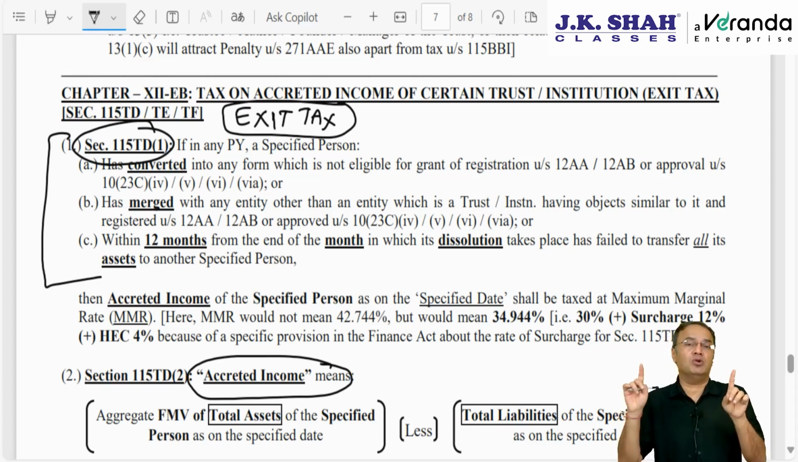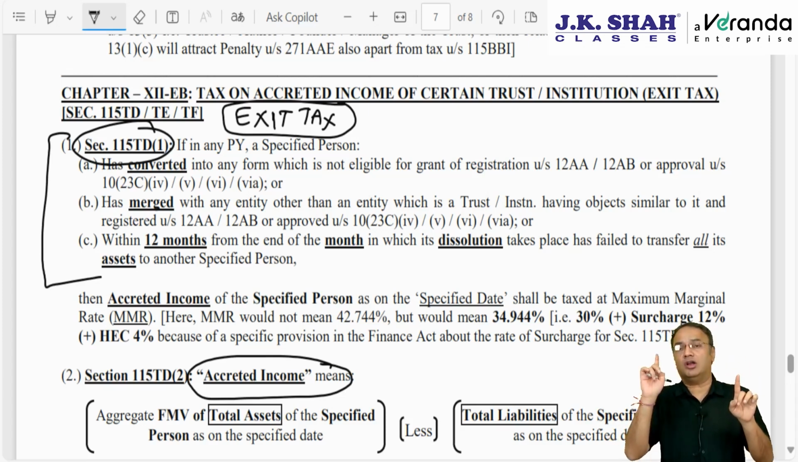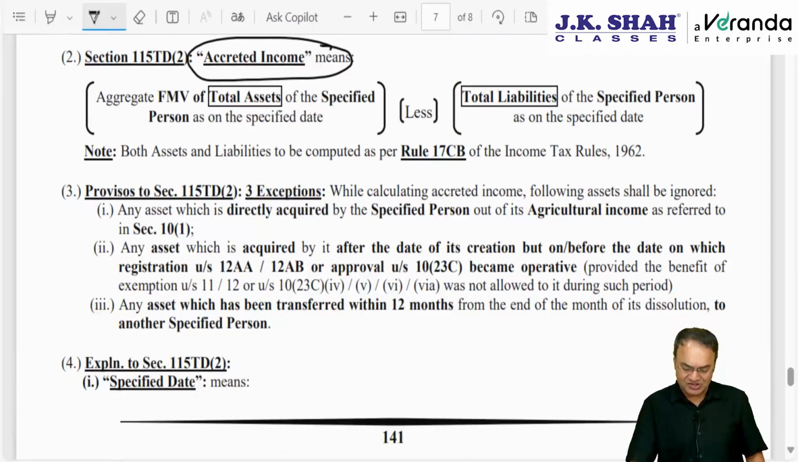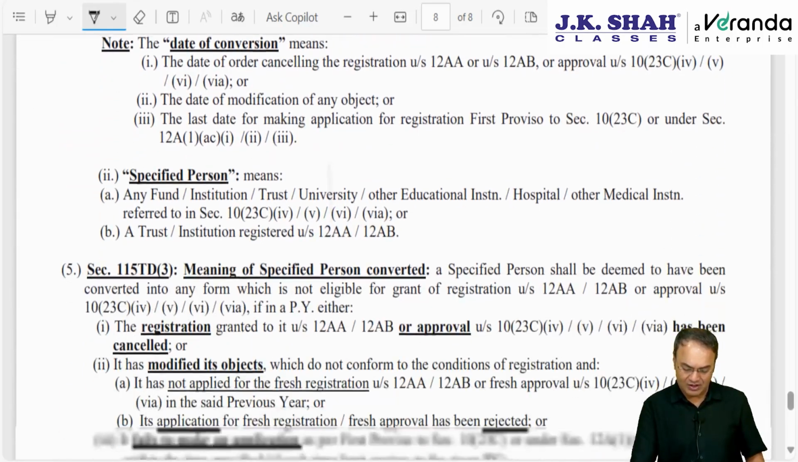Now it is applicable to those institutions also which are approved under section 10(23C). That means it is applicable to trusts registered under 12AA or 12AB, and also to an institution or association in the nature of a university or educational institution, hospital or medical institution which is approved under section 10(23C) subclause 4, 5, 6 or 6A. Combined together, we will use the word specified person. So specified person is defined and clarified here.